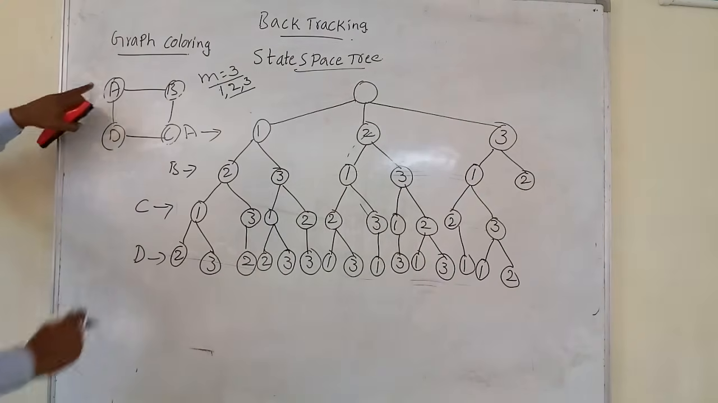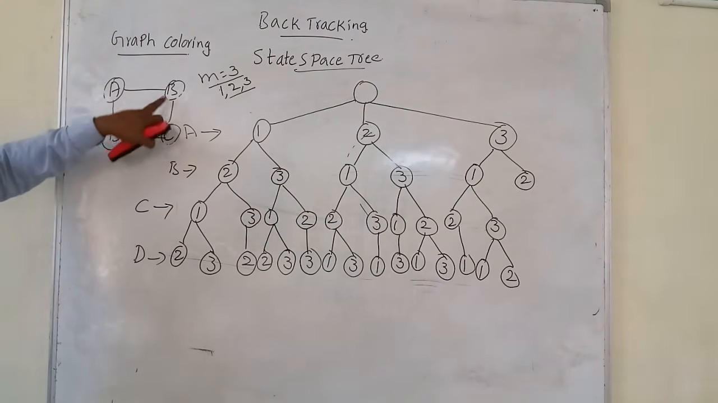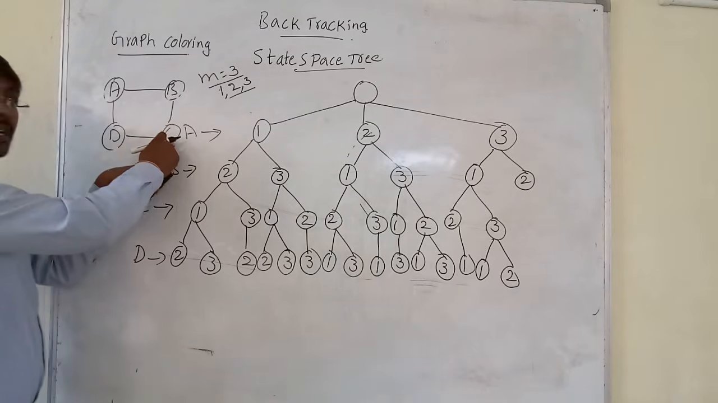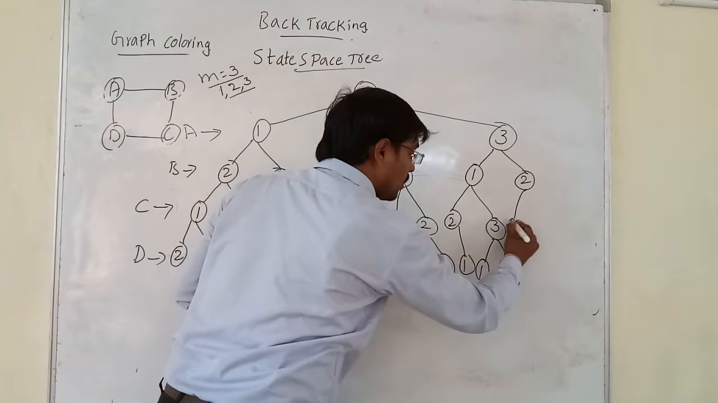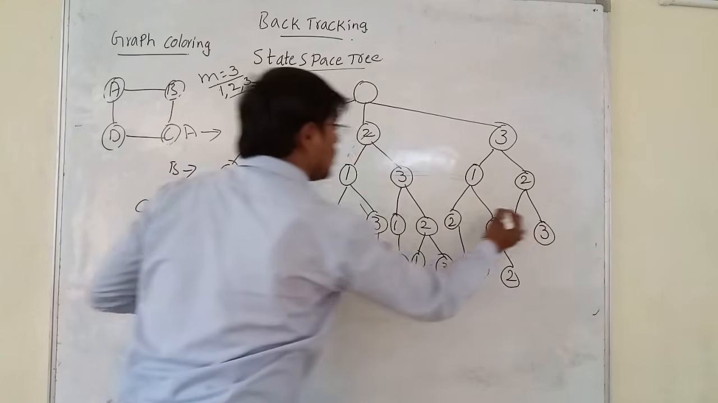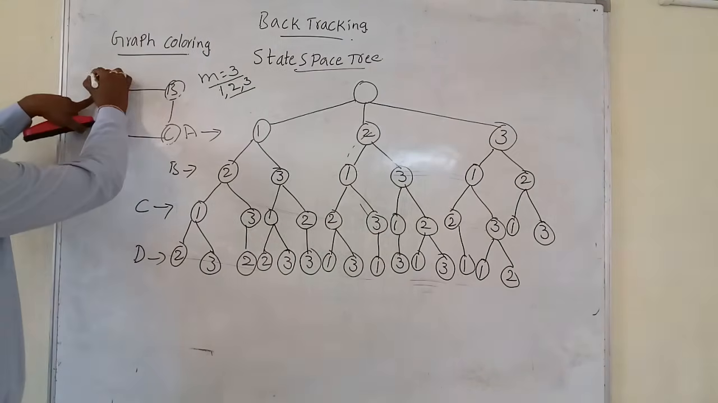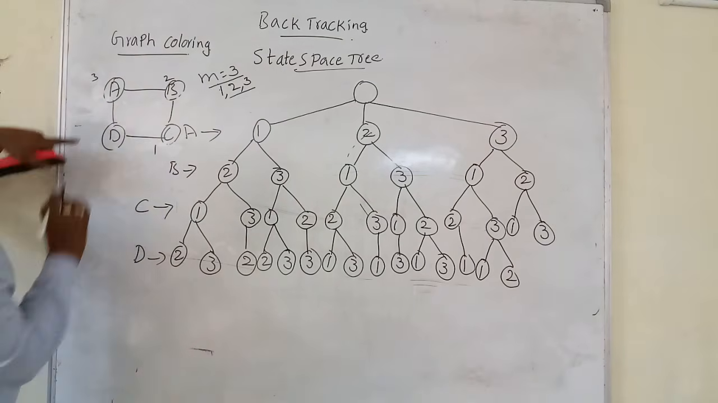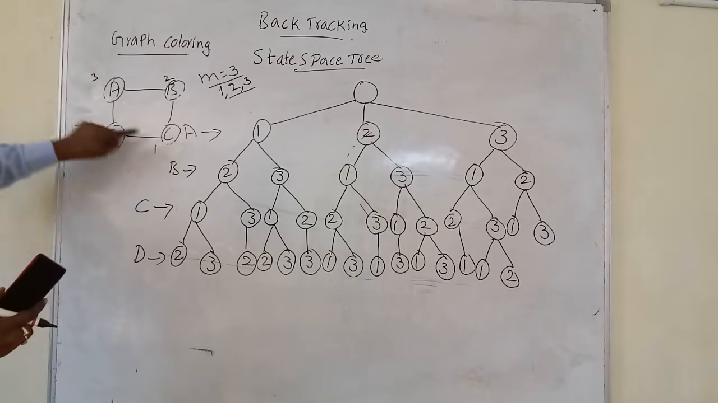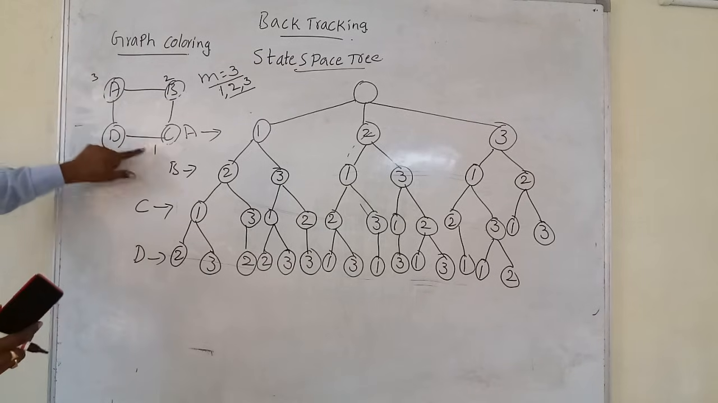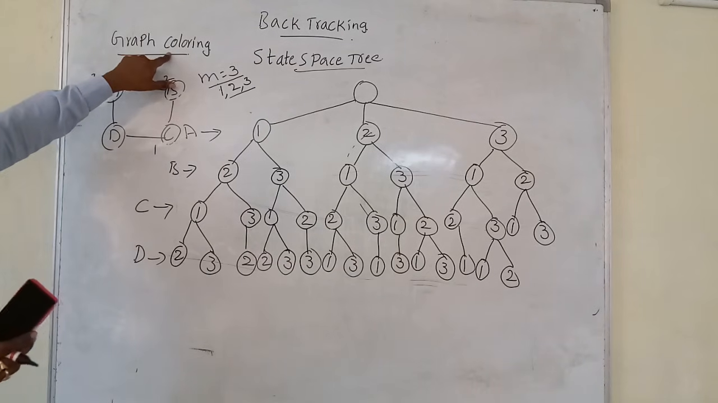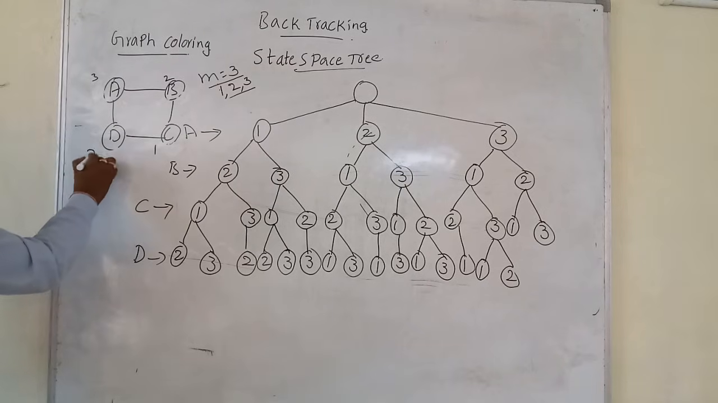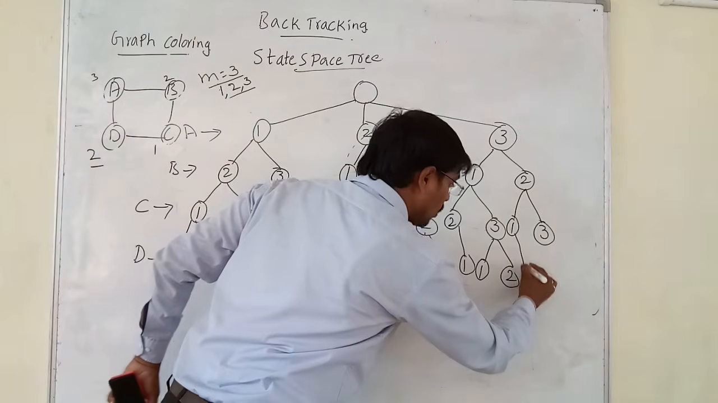Now that one. A is 3, B is 2. C has two cases. This is 2. So possible cases are 1 and 3. Suppose A is colored with color number 3, B is colored with color 2, C is colored with 1. So for D, A and C are adjacent vertices. A is 3 and C is 1. According to graph coloring, no two adjacent vertices have the same color. So the only possible color is color number 2.